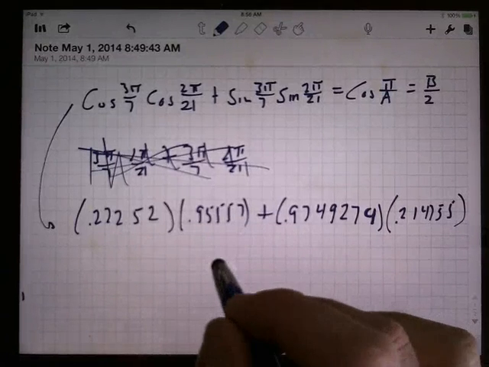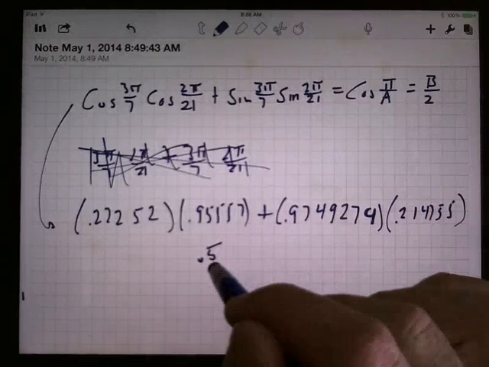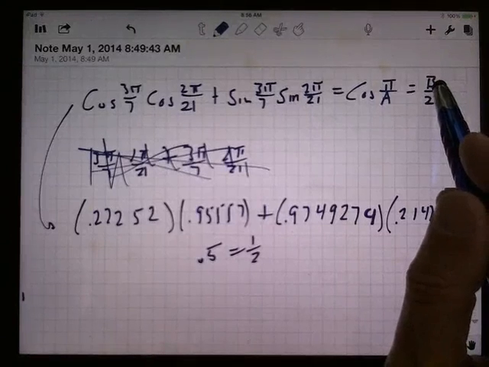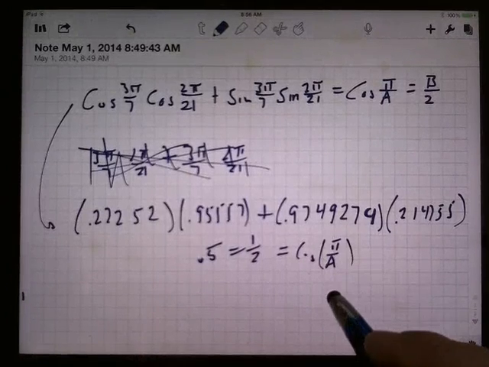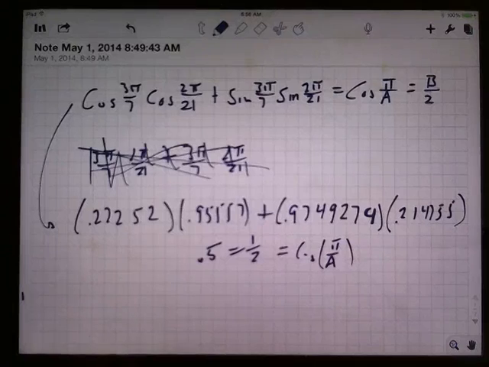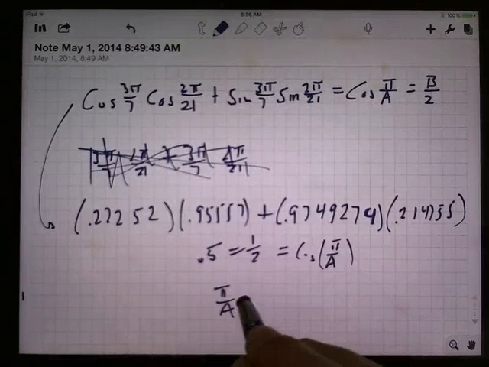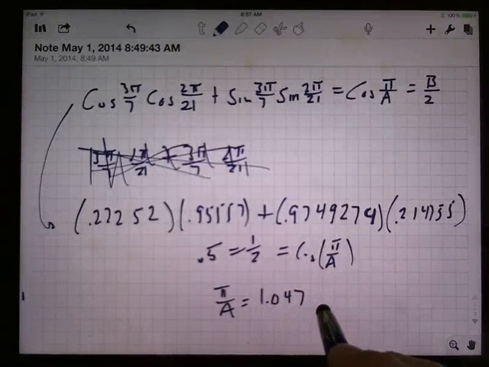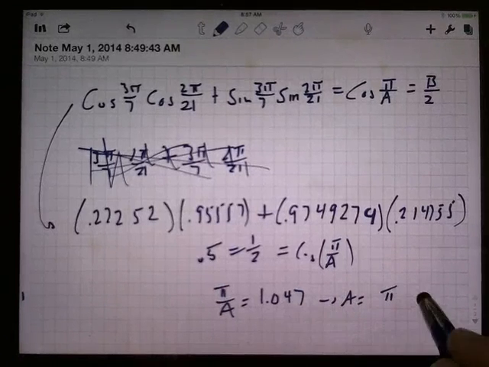And I get an answer of 0.5, which actually tells me what this one is. B over 2 is 0.5. This is equal to a half, so B is equal to 1 here. At the same time, this is equal to the cosine of some angle, pi over A. Well, I can use an inverse cosine of 0.5, and I get that pi over A is 1.047 whatever. So solving for A, A is pi divided by this number.